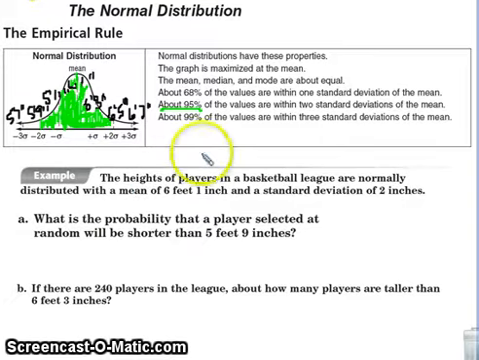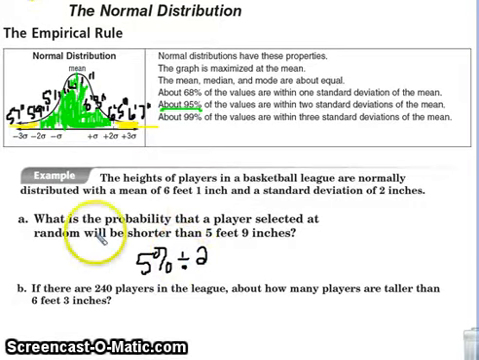So if all of this is 95%, what do I have left? Well, a total of 5%. And then I've got to divide it by 2 because I only want lower. I don't want all of the people who are taller than 6'5". I want just the people who are shorter than 5'9". So if that's only 5%, then your probability of being shorter than 5'9" is 2.5%.